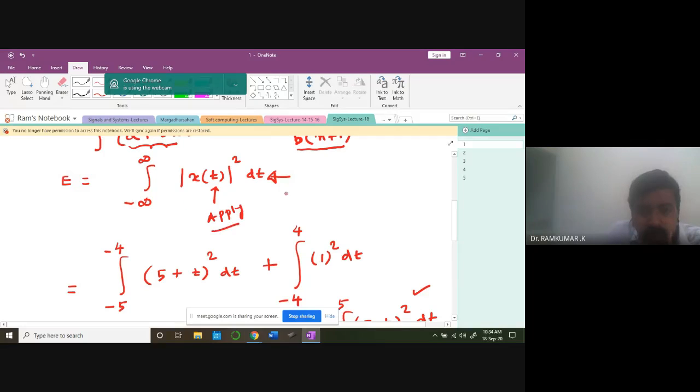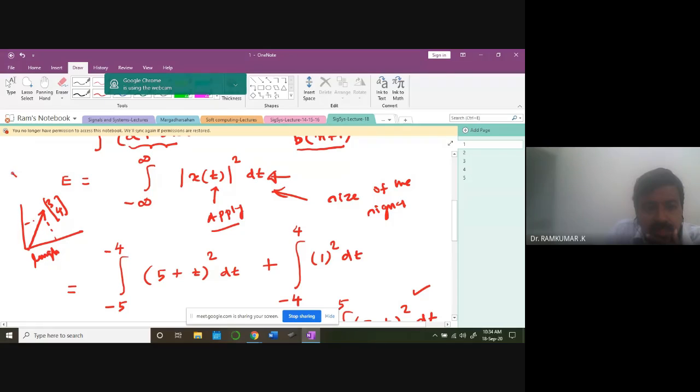So this is more like computing the size of the signal. Imagine in vector notation, when I give you a vector, for example 3, 4, and you want to compute the length of this vector, what do you do? You take the square, 3 square plus 4 square, in order to compute the vector length. In the same manner, energy is more like computing the size of the signal. That's why we are squaring it, x of t the whole square dt. So 5 plus t the whole square dt for the first signal, second signal, third signal.